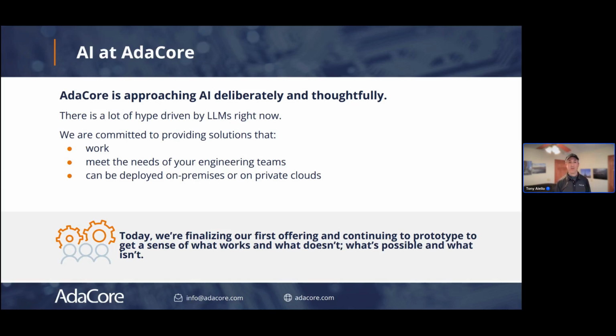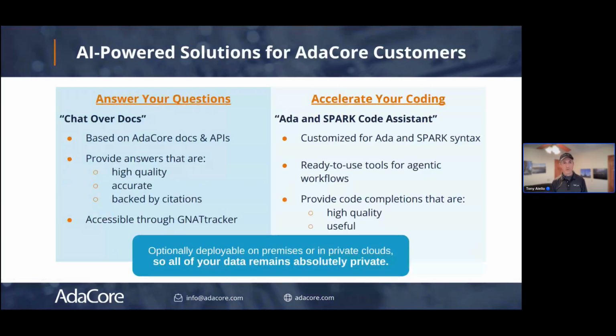So today, what we're doing is finalizing our first offering and continuing to prototype to get a sense of what works and what doesn't, so that we really understand what's possible and what isn't. There's two big things that we're looking at. The first is a capability that would help answer your questions. This is a fairly standard chat over docs system that is based on AdaCore's documentation and APIs. The goal of this system is to provide answers that are high quality, accurate, and backed by citations. And what we want to do is to make this available to you through GNAT Tracker.